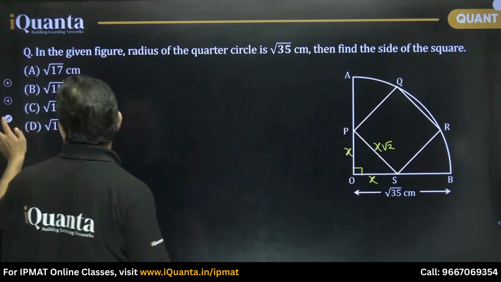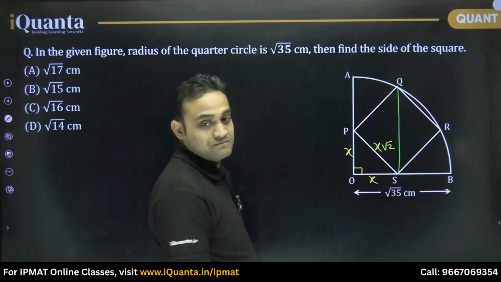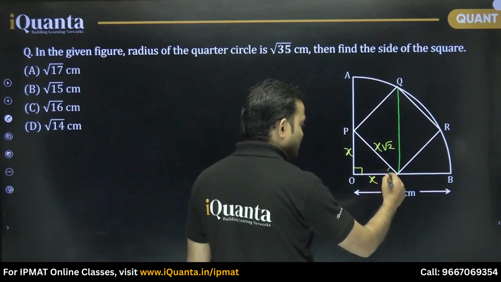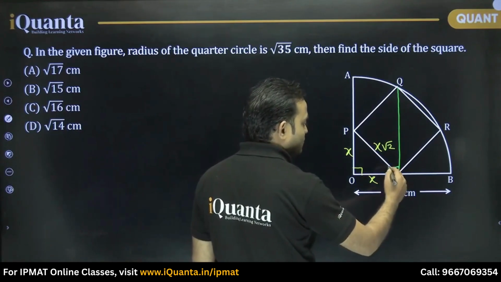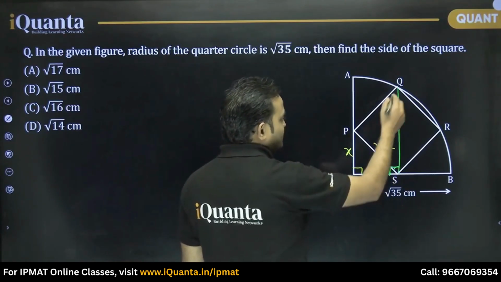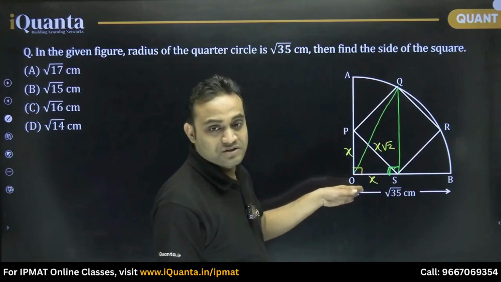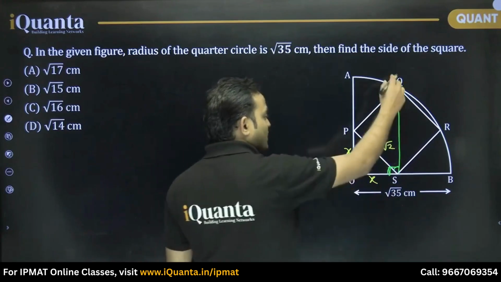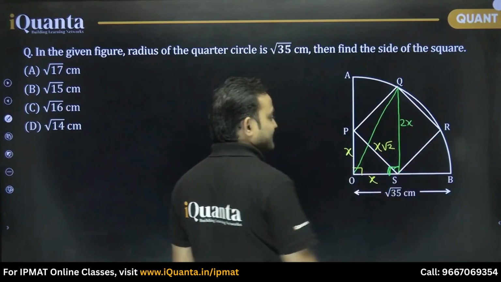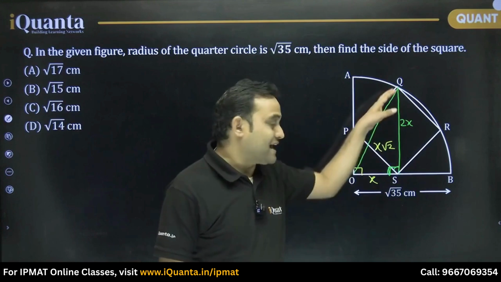Now if I join Q and S, which is nothing but the diagonal of this square, we know that this angle is 45 degrees, this angle is also 45 degrees, and overall this angle will be 90 degrees. So in that case, I can join OQ and we get a right angle triangle OSQ, where QS is nothing but the diagonal of this square, which is 2x.